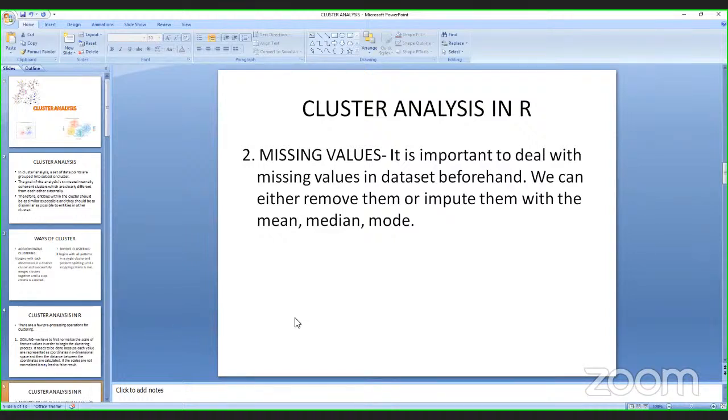And the second point is missing values. We have to keep in mind the missing values. It is important to deal with them in the data set beforehand. We can either remove them or impute them with the mean, median, or mode.